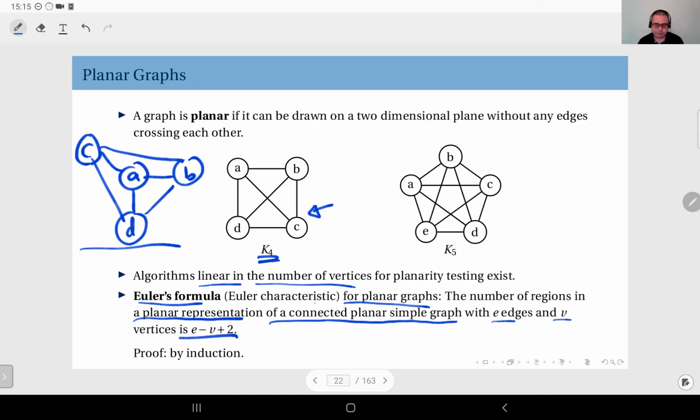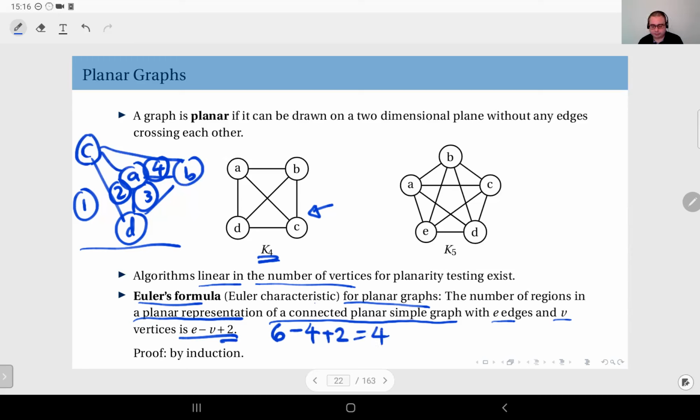Now, when you look at this, for instance, you have the outer region here, 1. You have this region here, 2. This region, 3, and this region makes 4. Therefore, the Euler characteristic for K4 is 4. And when you look at the formula, E is the number of edges, and that is 1, 2, 3, 4, 5, 6. Number of vertices is 4, so minus 4. And you have plus 2. 6 minus 4 plus 2 gives you 4 as expected.